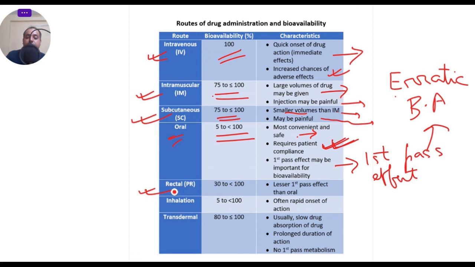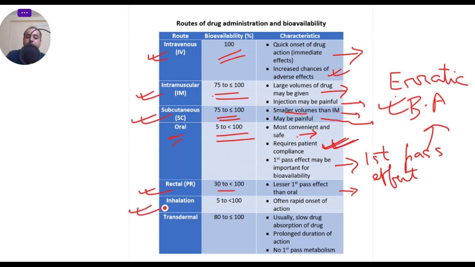Next is the per rectal route. So the bioavailability varies from 30 to less than 100%. However, the first pass effect of the per rectal route is less than that of the oral route, right? So the oral route, as we've already said, has high chances of first pass metabolism, which may ultimately lead to erratic bioavailability. But for the per rectal route, there is less chance of first pass metabolism.